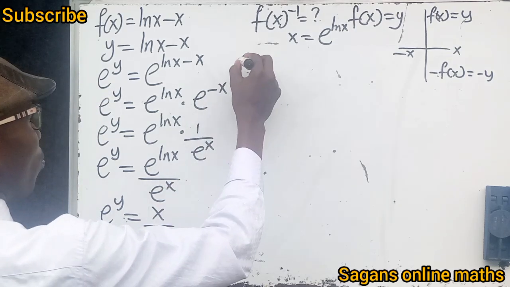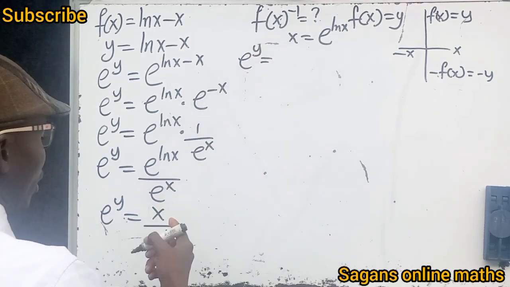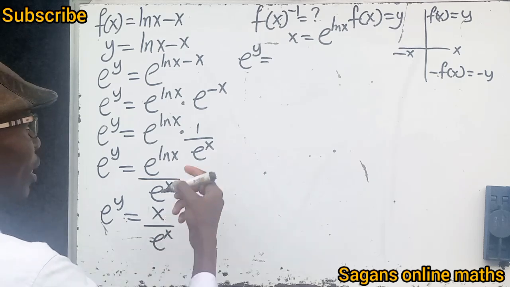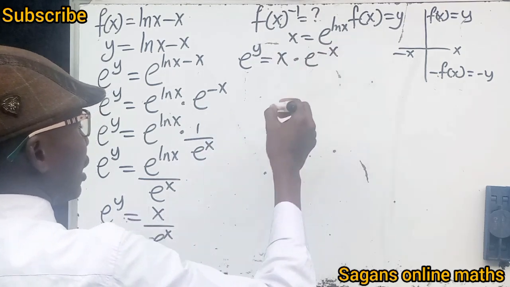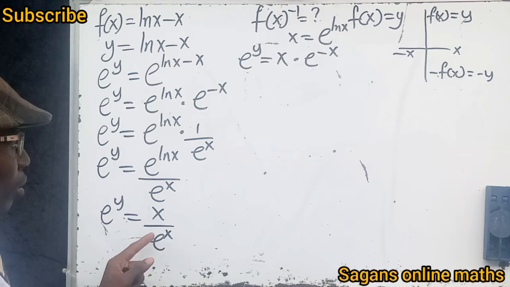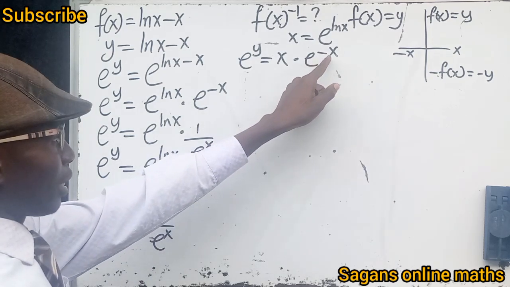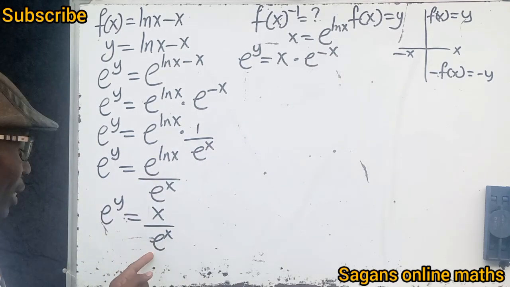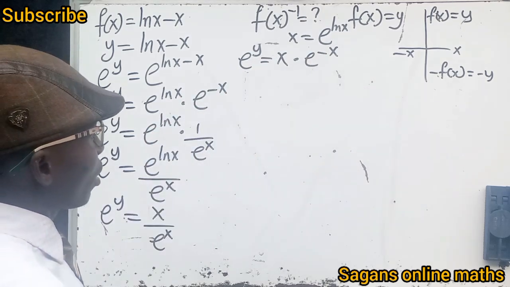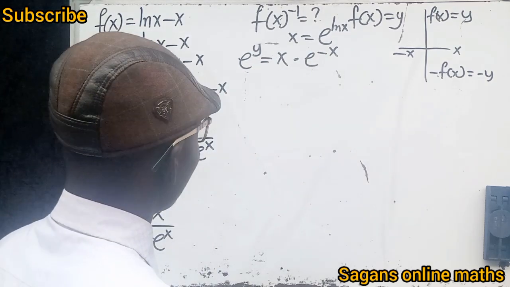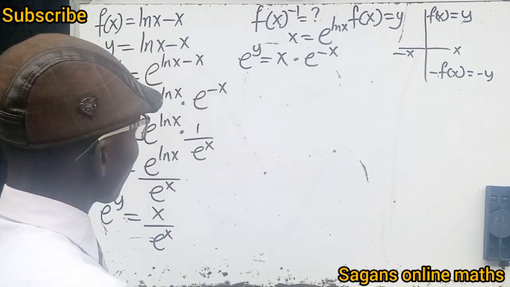That means e raised to the power of y will be equal to, now I can also do something here. I can also write it as x multiplied by e raised to the power of minus x. You can see it's the same thing, because the negative is affecting the exponent. That's why you're seeing it over e raised to the power of x, by removing this sign you're seeing here. So it's the same thing. Now what are we going to do? We're going to do something interesting.